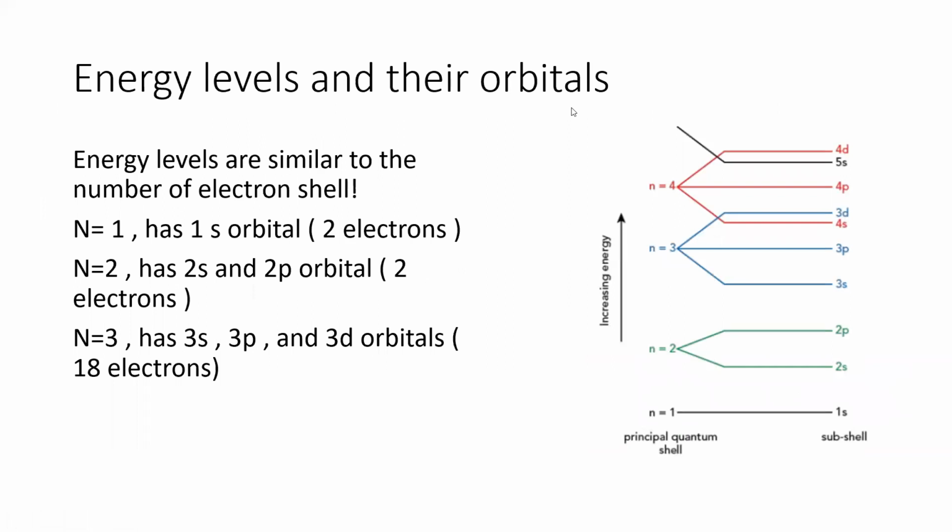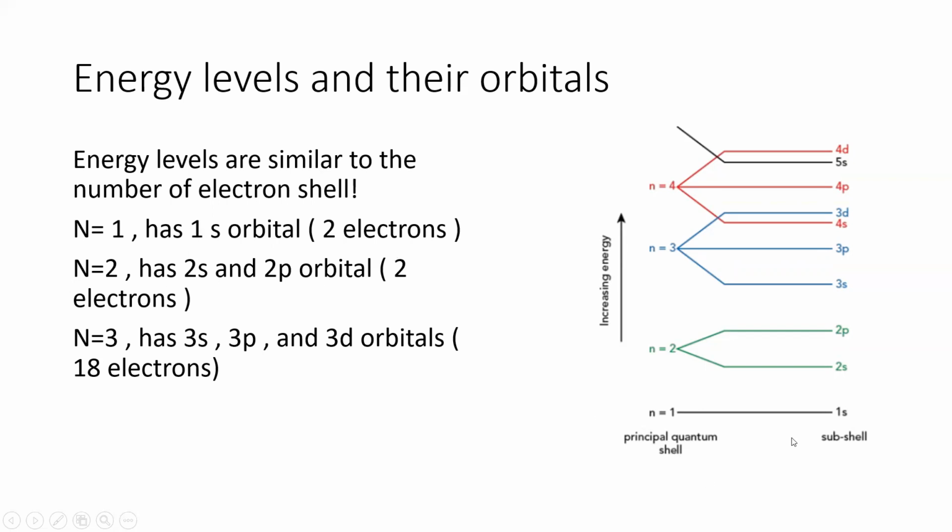Alright, energy levels and their orbitals. Energy levels are similar to the number of electron shells that we've learned in IGCSE or O levels. So n equals 1, it has 1 s orbital because it contains 2 electrons, right? So as we already discussed, one orbital contains 2 electrons. So n equals 1, the smallest, the closest shell contains 2 electrons, and it will only have one orbital, which is 1s. 1 denotes the energy level, and s denotes the orbital. We'll get into further detail in the next slide.